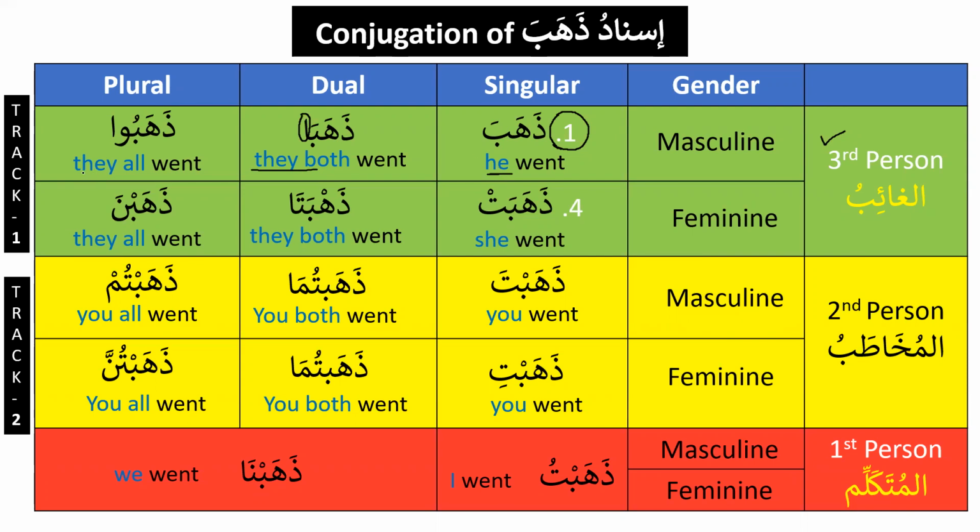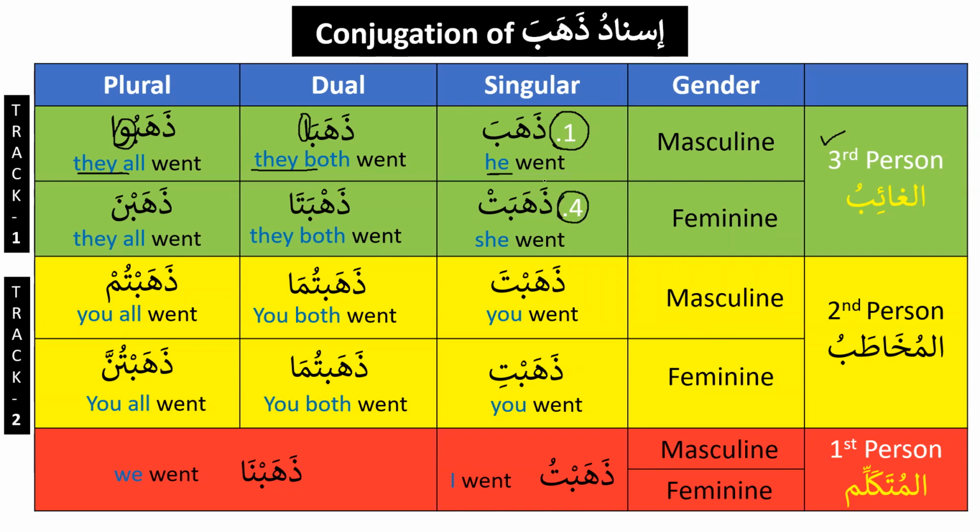Then dhahabu, they all went. And here the grammarians say wow is the doer of the action. So here the doer is inbuilt. Here alif is the doer of the action. And here wow is the doer of the action. Then for the feminine, it is dhahabat. Form number 4 is very, very important.